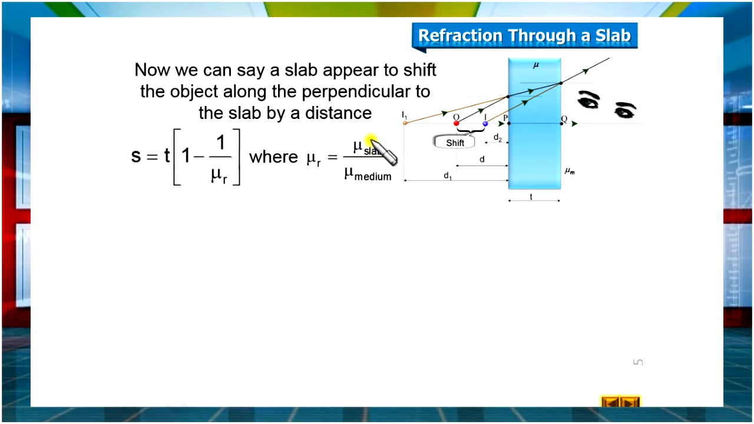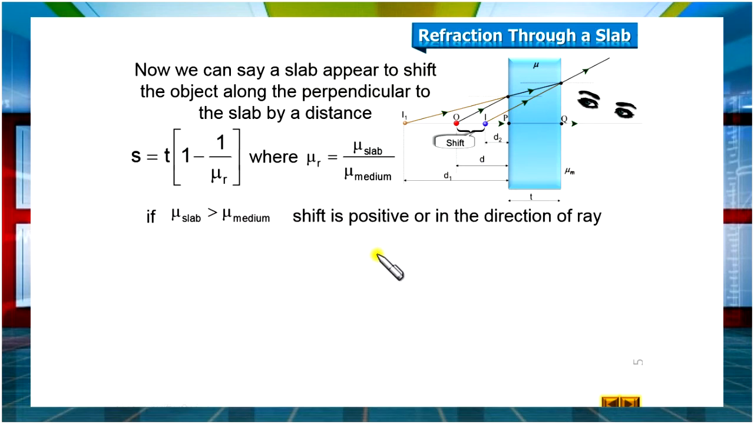From this expression, we can consider two cases further. The first case is, let us consider the refractive index of the slab material is greater than the refractive index of the medium. If this happens, that means mu r is greater than 1. If this value is greater than 1, that means this expression will be less than 1. If this is less than 1, that means s should be positive, and this means the shift is positive, that is, in the direction of the ray traveling.